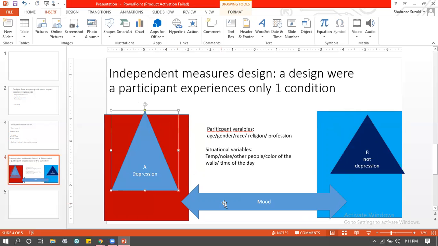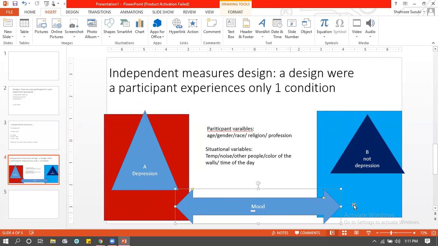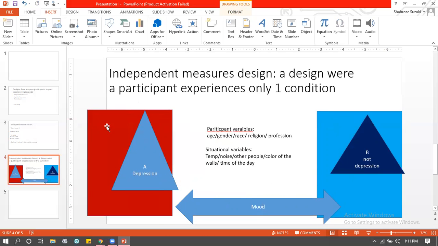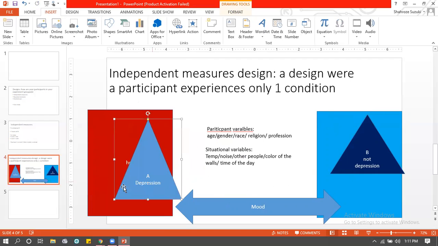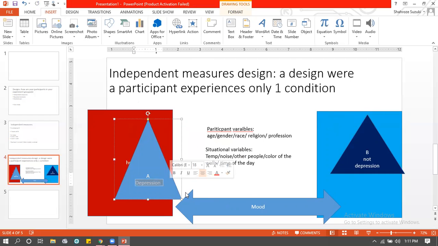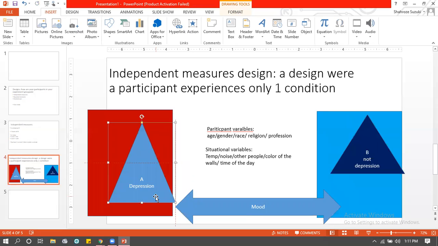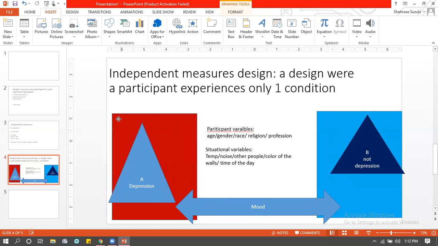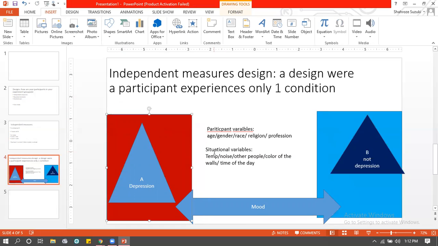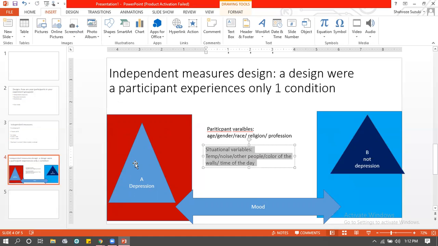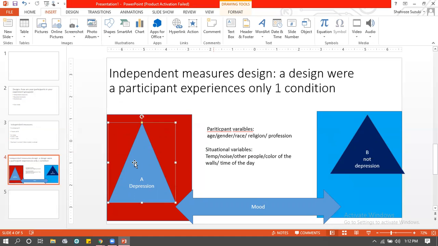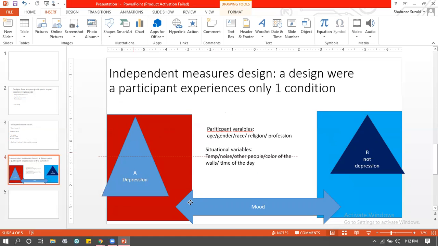Could this affect your results? Yeah, because the mood that you're going to get at the end is going to be affected not by situational variables, but by participant variables, such as a person being depressed naturally. So independent measures design's fundamental weakness is that you may be conducting an experiment to see how situational variables affect a person, but unaccounted personal variables may also impact the results.